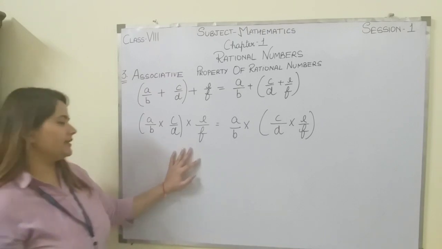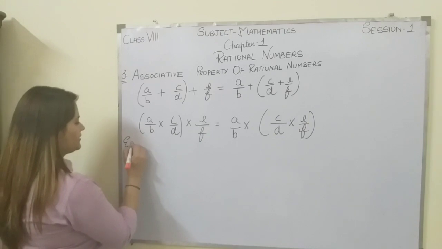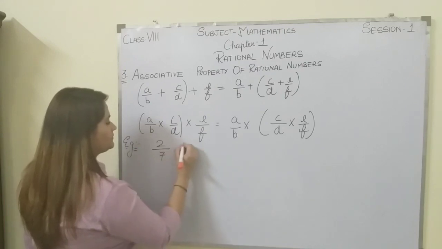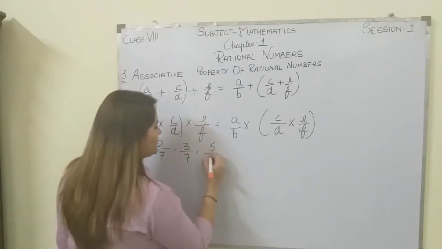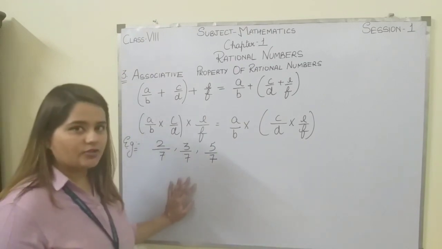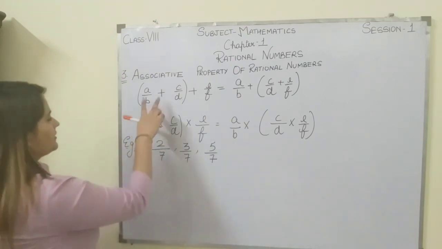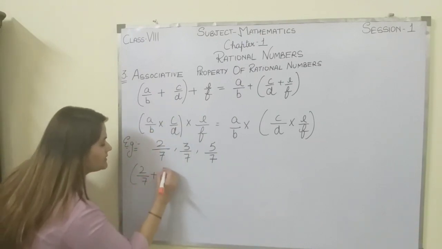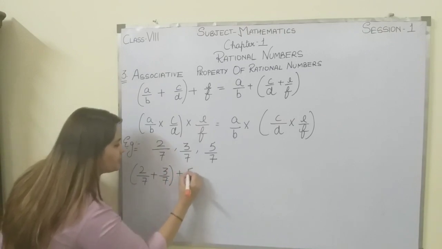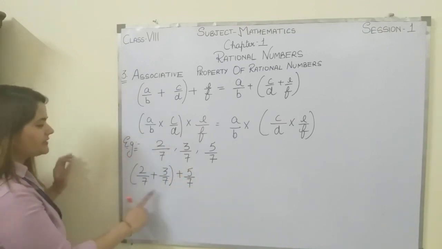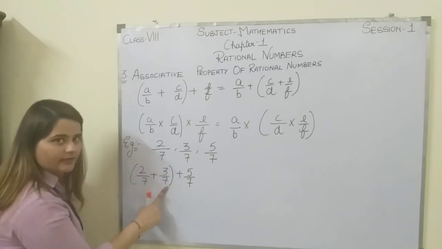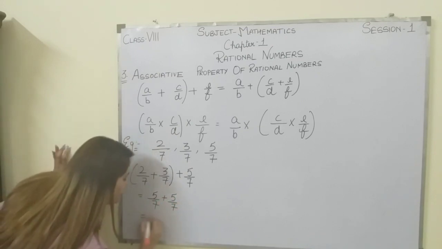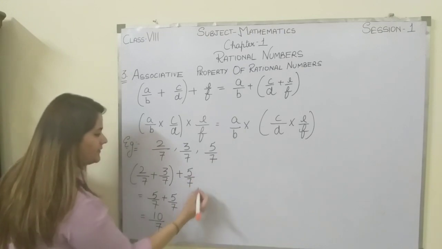Let's verify by taking examples. So let's take 3 rational numbers. Supposing the rational numbers are 2 by 7, 3 by 7 and 5 by 7. These are my 3 rational numbers. So first let's see the addition one. So it will be 2 by 7 plus 3 by 7 plus 5 by 7. So let's add them. 2 by 7 plus 3 by 7 will be 5 by 7. Now 5 by 7 plus 5 by 7, my answer is 10 by 7.